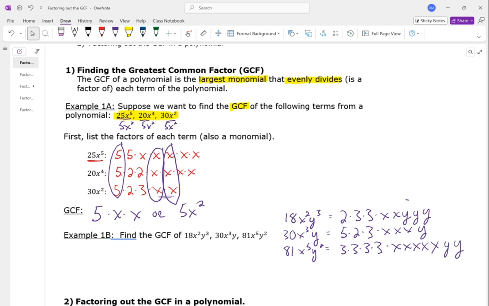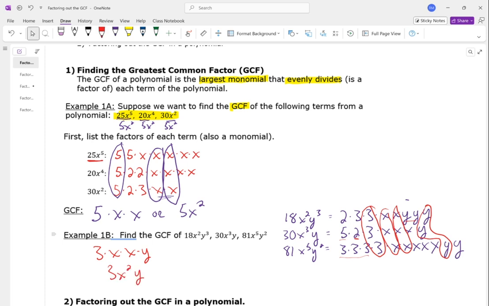So here, when we're looking for what is in common, I see that they all have a 3 in common. This one doesn't have a second 3, so we don't have that in common. And this one down here doesn't have a 2, so they don't have that in common. And there's no 5 in the other two. There are 2 x's in common, and then 1 y in common. But again, we don't have any more x's up here, so my greatest common factor would be 3 times x times x times y, or 3x squared y.